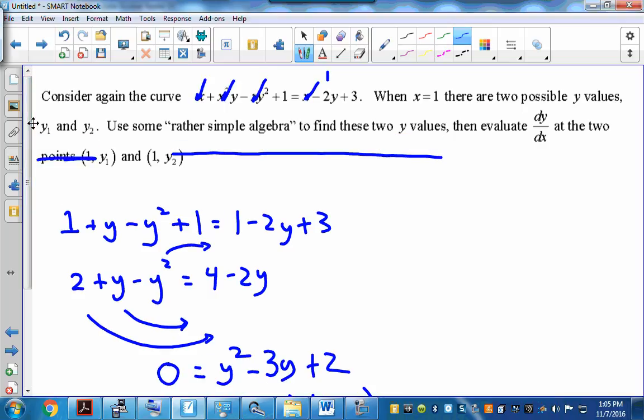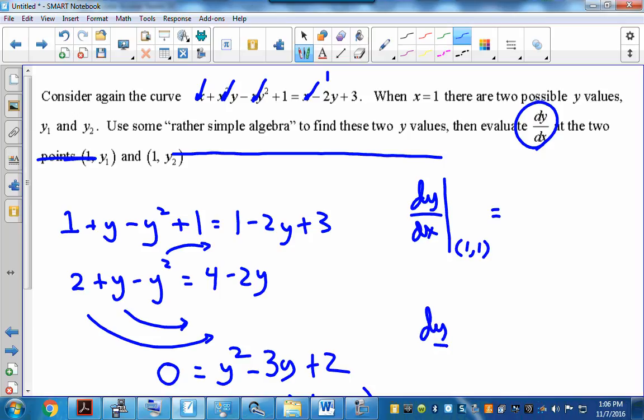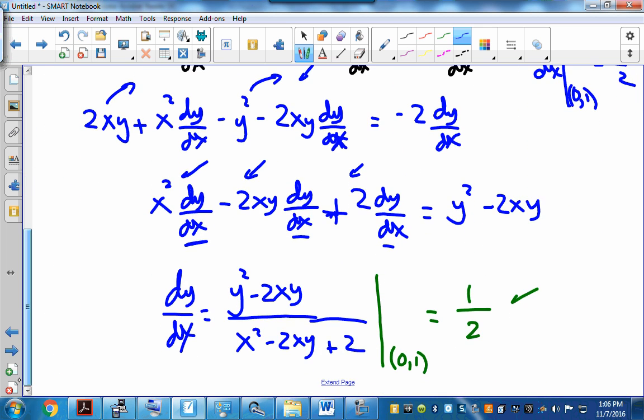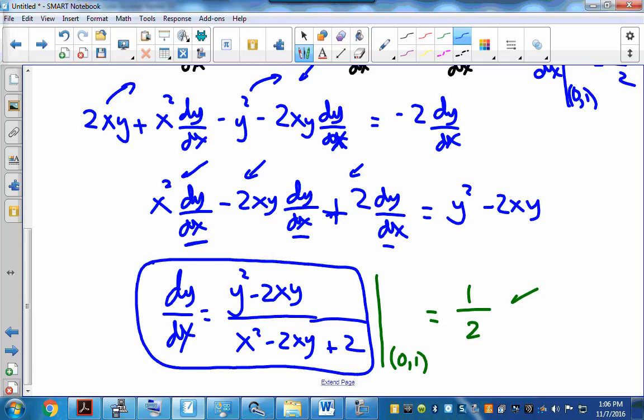And then the last thing you had to do was evaluate dy/dx at these 2 y values. So dy/dx evaluated at the point (1, 1), and dy/dx evaluated at the point (1, 2). Now, assuming you got the derivative right, back in this page here, if you plug in (1, 1), you'll get a value. And if you plug in (1, 2), you'll get a different value, and you were supposed to do both of those.